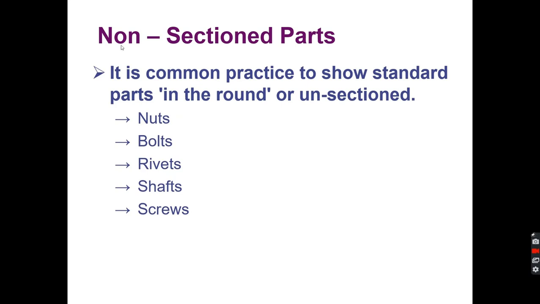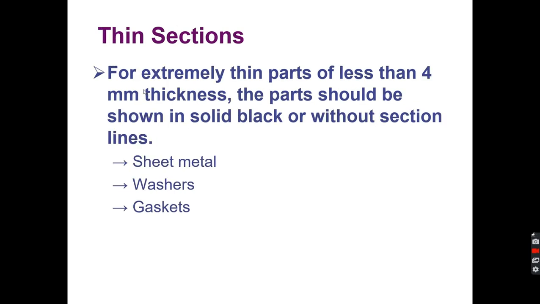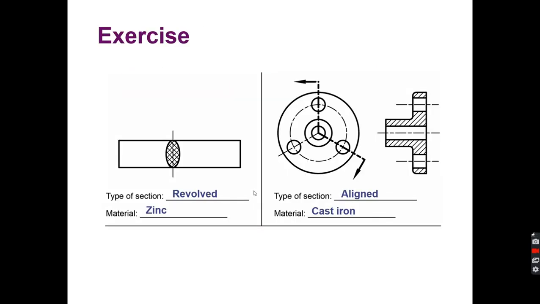Okay, non-sectioned. It is common not to section bolts, nuts, rivets, shafts, and screws. We usually do not section those. We usually don't section extremely thin parts, less than 4 millimeters. You can either show them solid or without section lines, like sheet metal, washers, and gaskets.